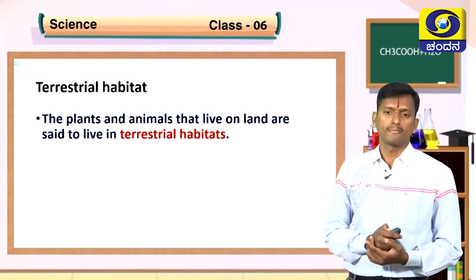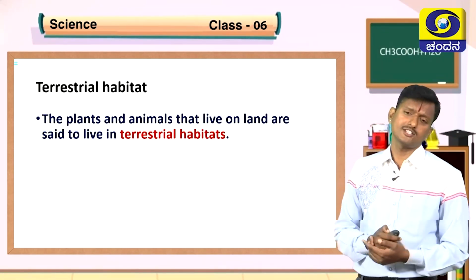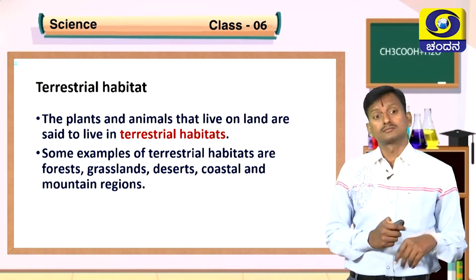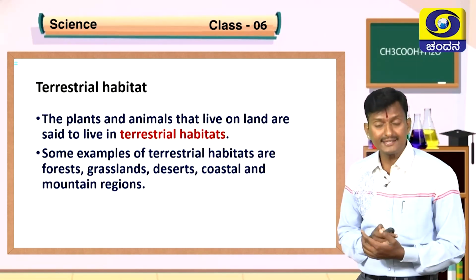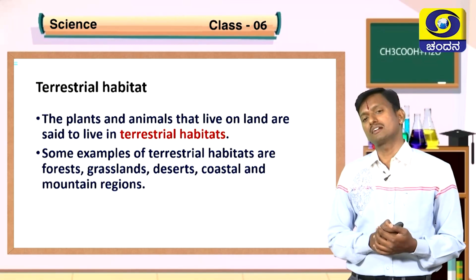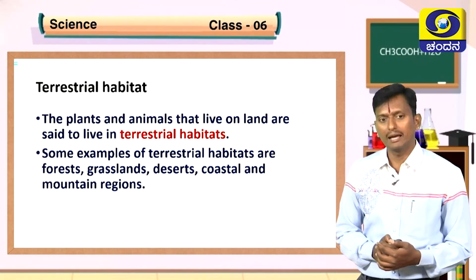I told you no. Animals and plants which are living on a land are called terrestrial habitat. So examples are forest, grassland, desert, coastal and mountain regions. These are the example for terrestrial habitats.